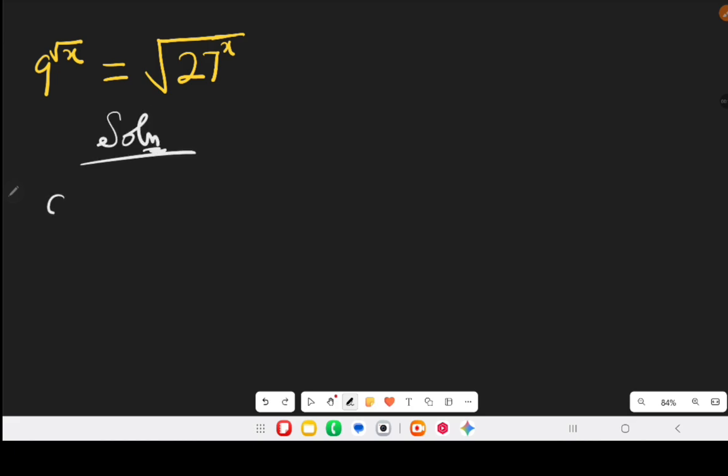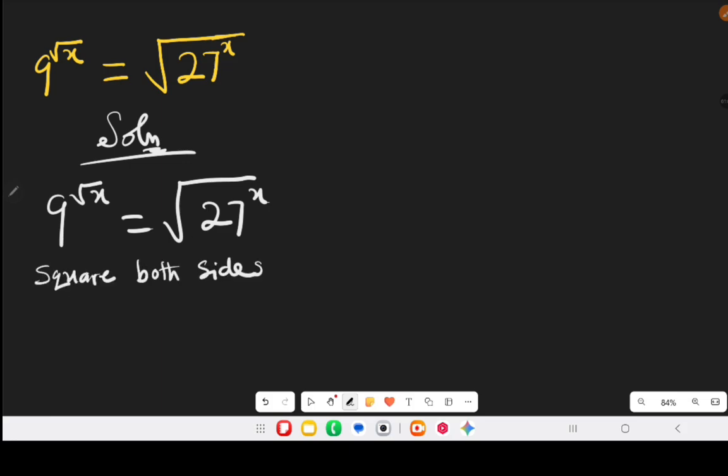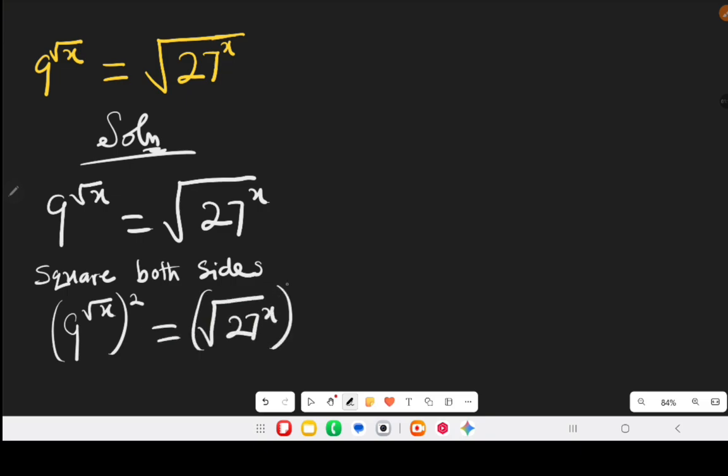Today I'm going to show you how to solve this exponential equation. Solution: 9 raised to the power of root x equals the square root of 27 raised to the power of x. What we do, we square both sides to remove the square root on the right hand side. When we square both sides, we have 9 raised to the power of square root of x, all squared, equal to square root of 27 raised to the power of x, all squared.